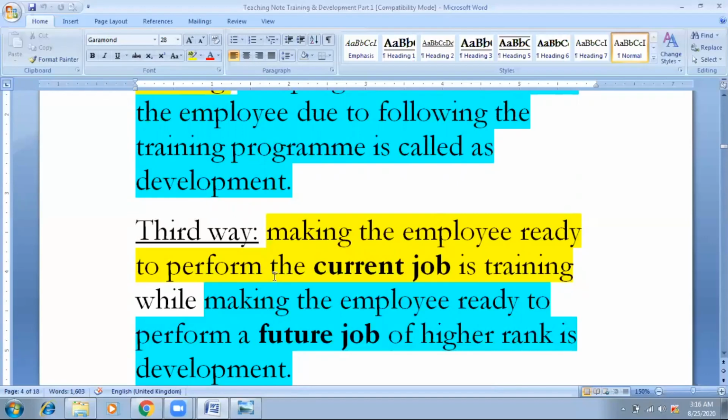In order to, there are promotions. So normally we want to develop employees so that they can be promoted to perform jobs of higher rank, better jobs. In that way, they will be able to contribute more to the organization.